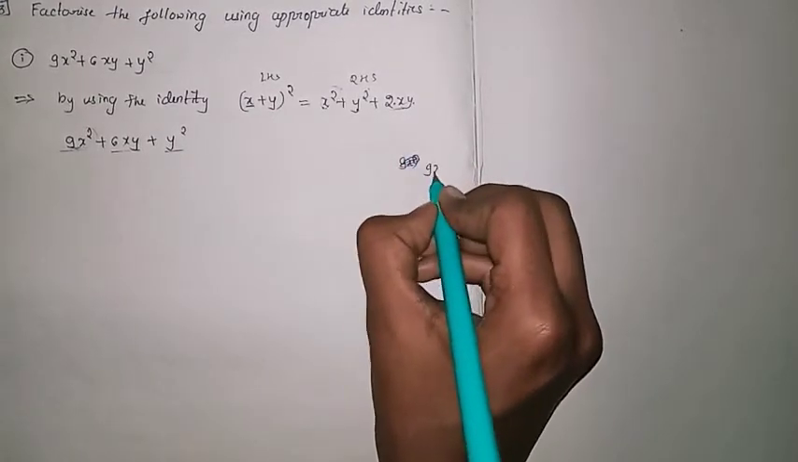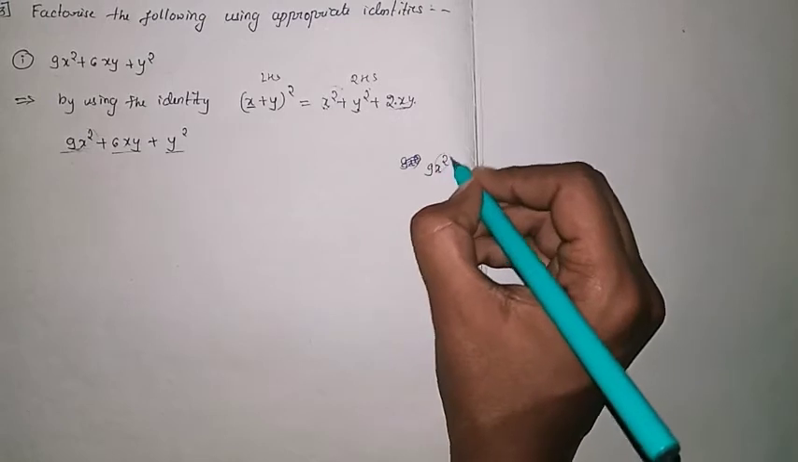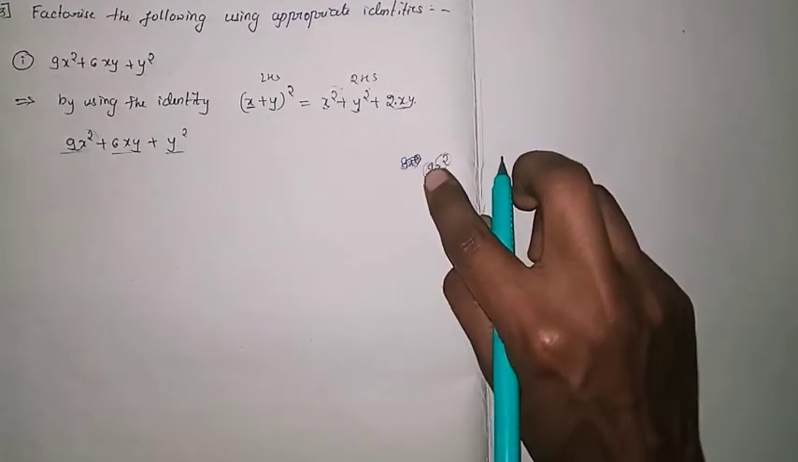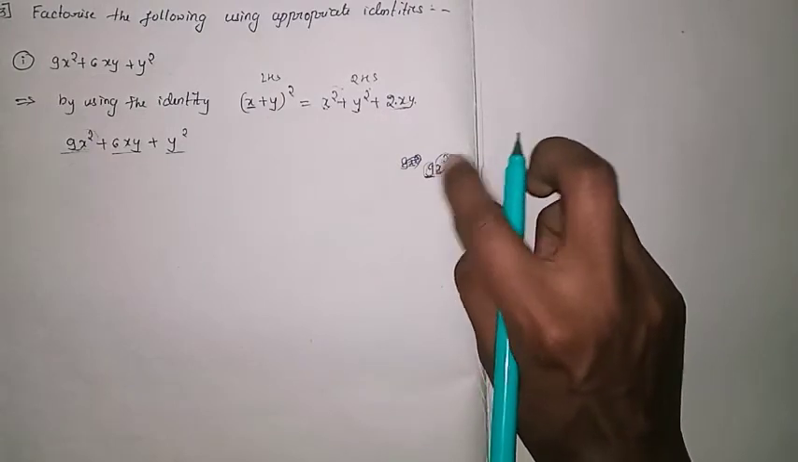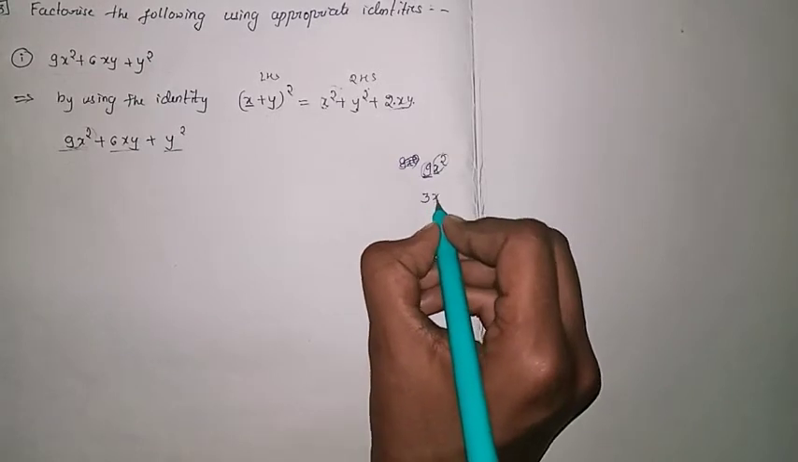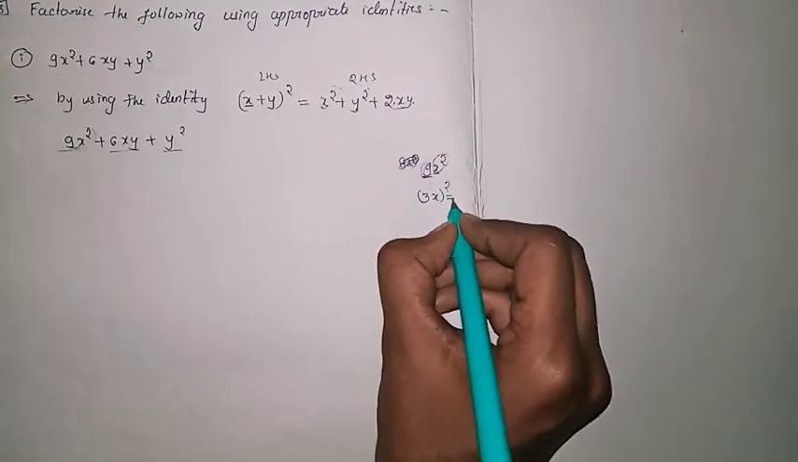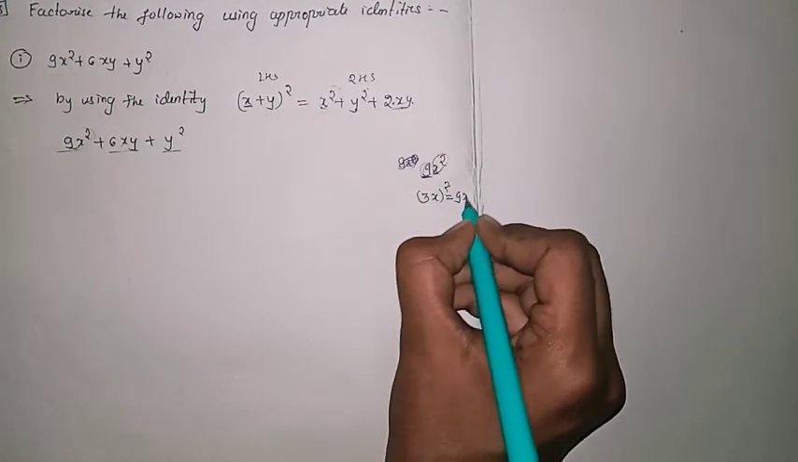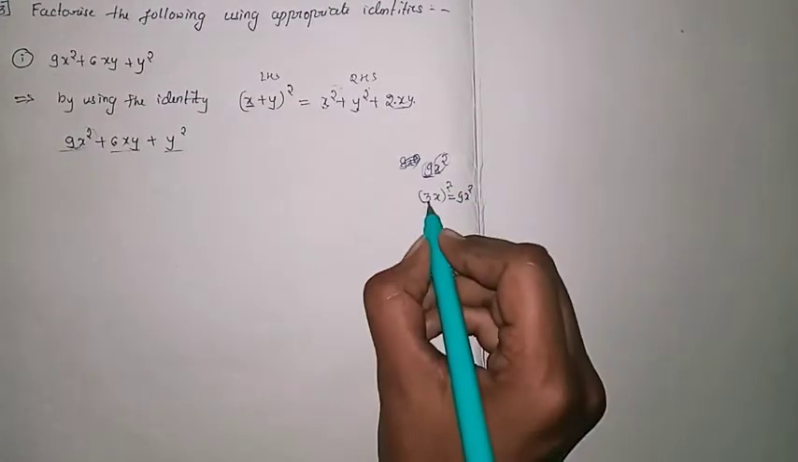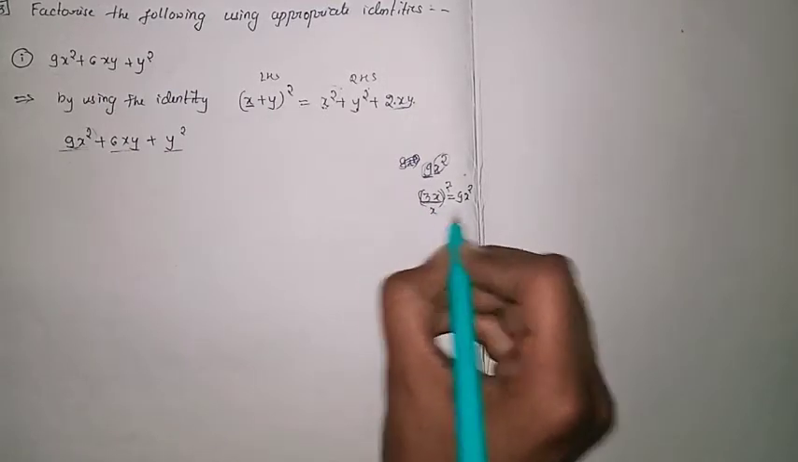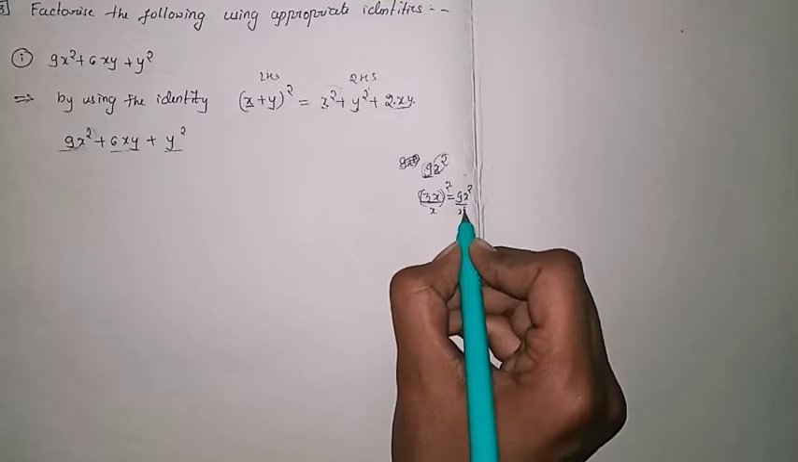Yes, so in 9x square, the square is multiplying for the x only, not for 9. So when you take the square root of the 9, if you say (3x) whole raised to square, this can be written as 3 square means 9, x square means x square. So this is your x term, this is your x term, and this is your x square term.